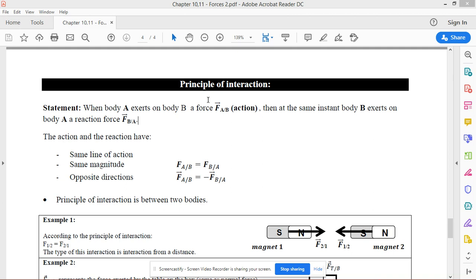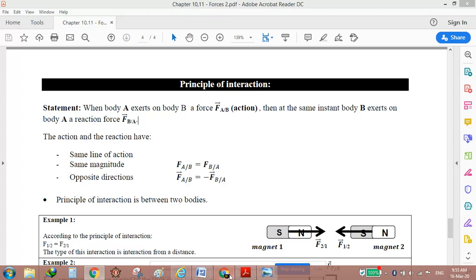One is the principle of interaction. This is also called Newton's third law. The statement of the principle of interaction, this is for memorizing, by the way. When body A exerts a force on body B, which is called Fa over B, then at the same instant, body B exerts on body A a reaction force called Fb over A. What do I mean by this statement?